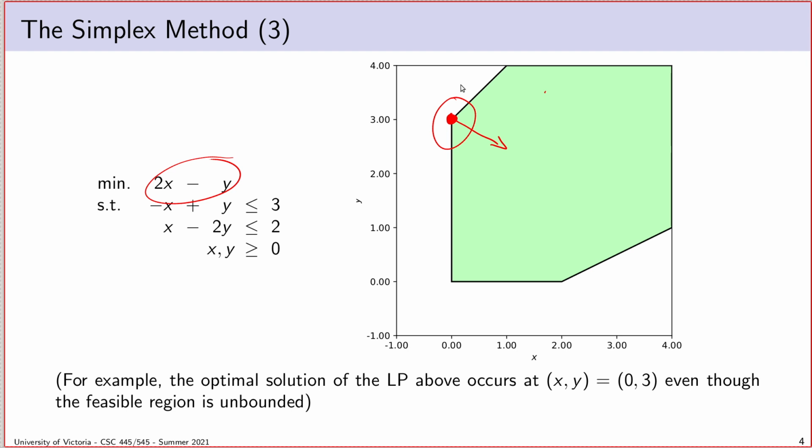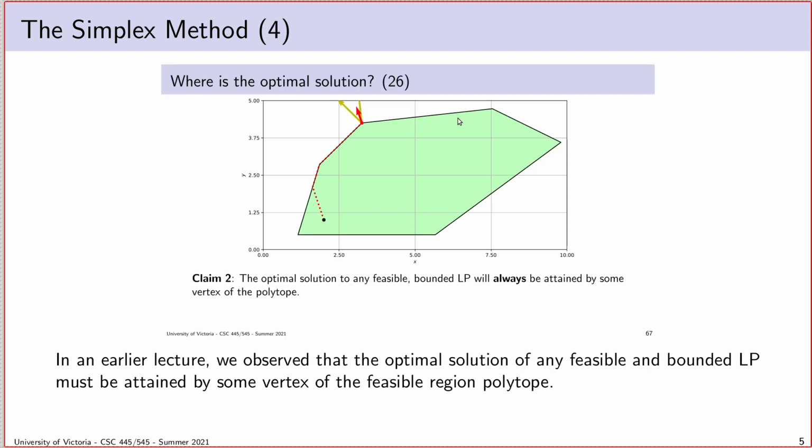So it doesn't actually make much of a difference that the polytope has an infinite area, because if we're looking for the minimum solution, we are up against a wall at some point, and that means there is a definitive minimum to this linear program. So keep that in mind. A linear program being unbounded is distinct from the feasible region being unbounded.